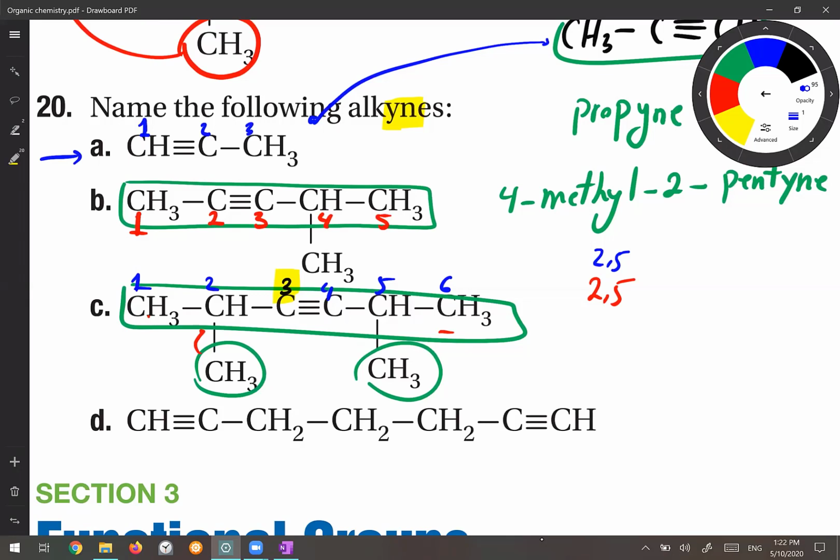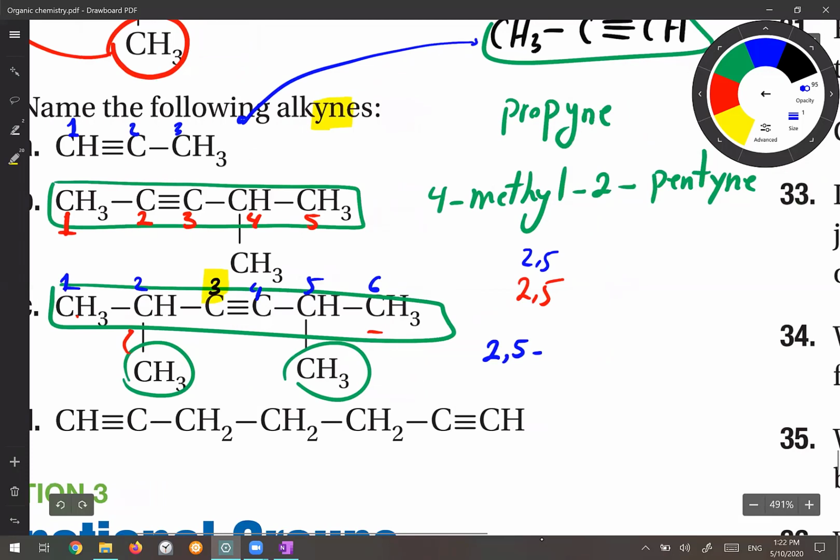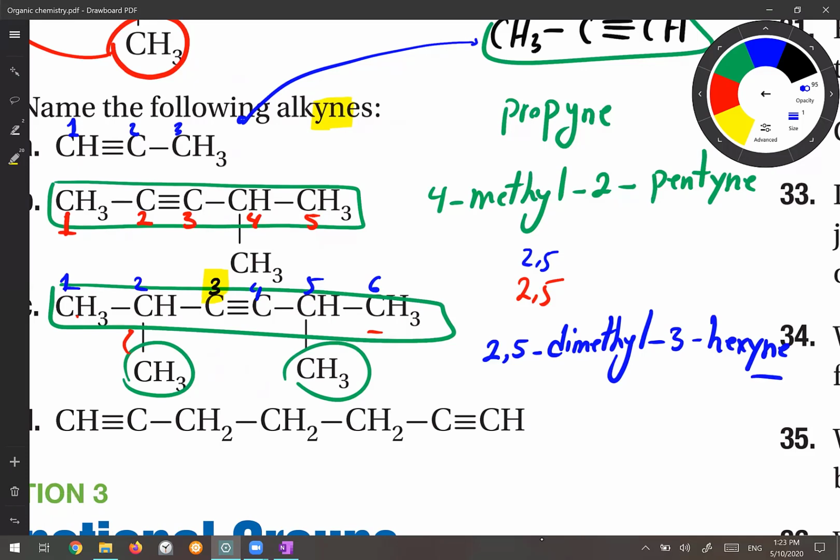So the location of the branches, the first methyl is in the 2nd position, the 2nd methyl is on the 5th position. So I have 2, 5-dimethyl because I have 2 methyls here. Then the position of the triple bond is on the 3rd position and I have 6 carbons. So it is hexyne. Y and E at the end because it is an alkyne.